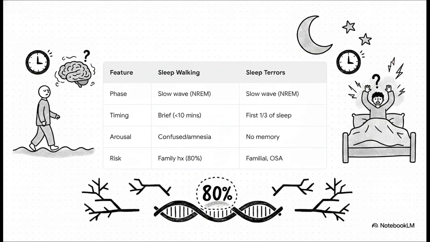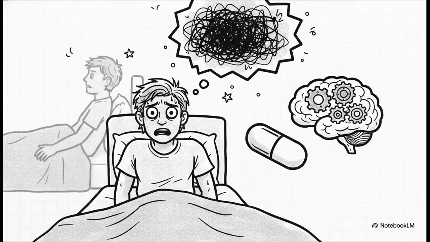What's really striking here is the shared physiological origin and risk factors. There is a massive 80% familial risk factor for sleepwalking. This ties these conditions deeply to genetic and physiological predispositions, rather than just purely psychological stress. Now, contrast those NREM disorders with nightmare disorder. This pathology occurs during the last one-third of sleep because it's deeply rooted in the REM phase.